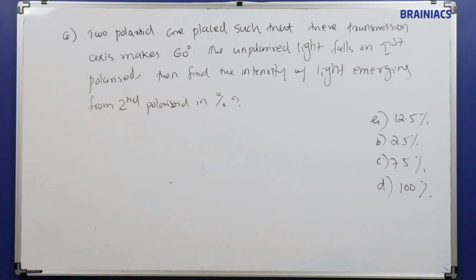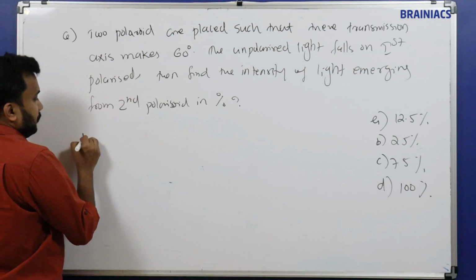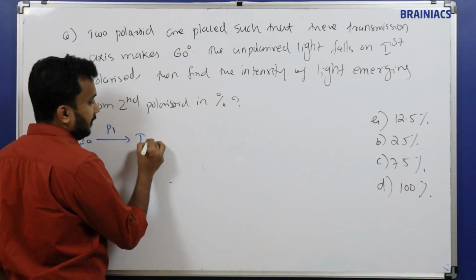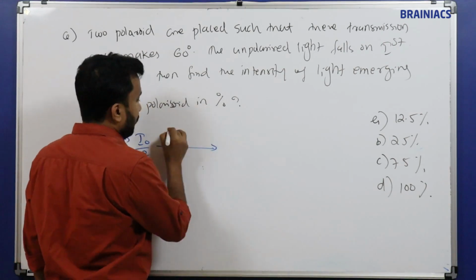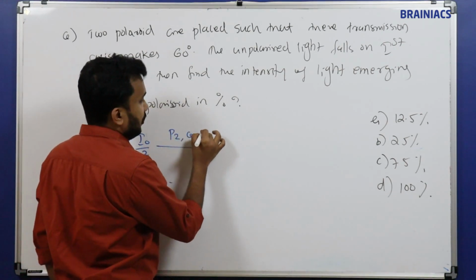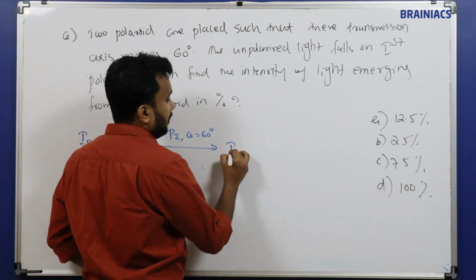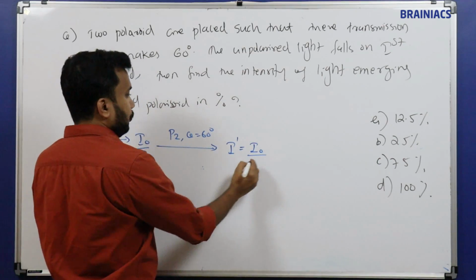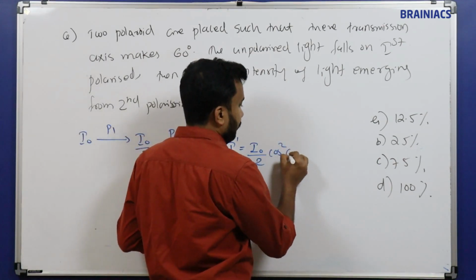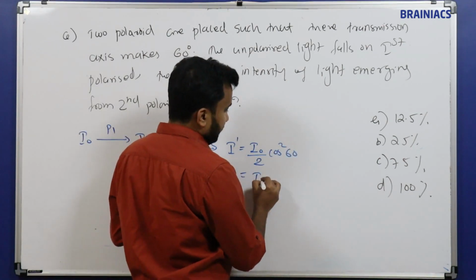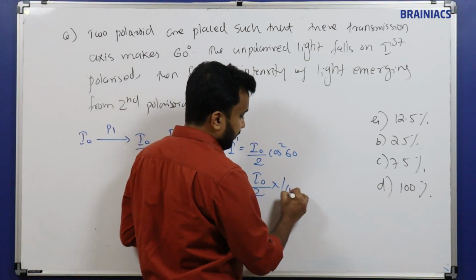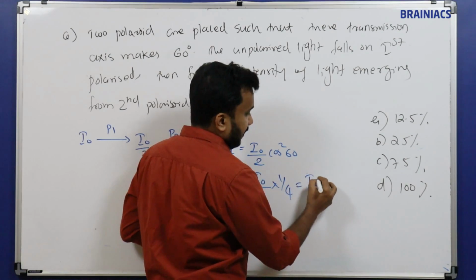Under the first polarizer, the light has intensity I0. When it passes the first polarizer P1, what will we get? I0/2. Then it passes the second polarizer, where theta is 60 degrees. So I dash will be equal to I0/2 into cos square of 60. Cos 60 means 1/2, and that is squared, so 1/4. So I0/8.